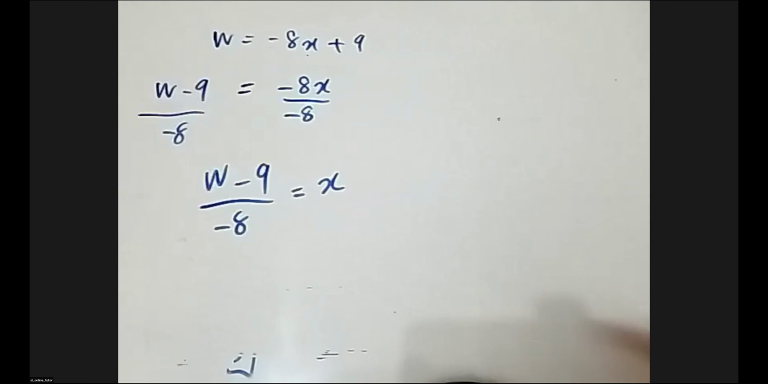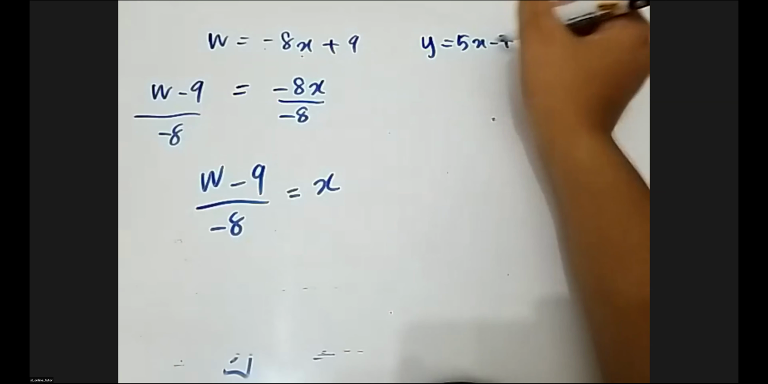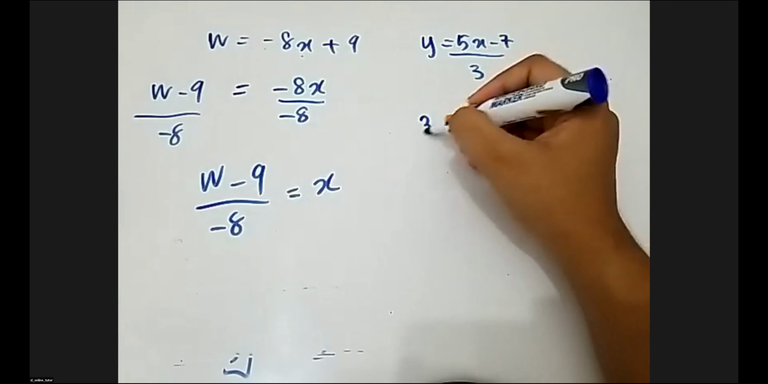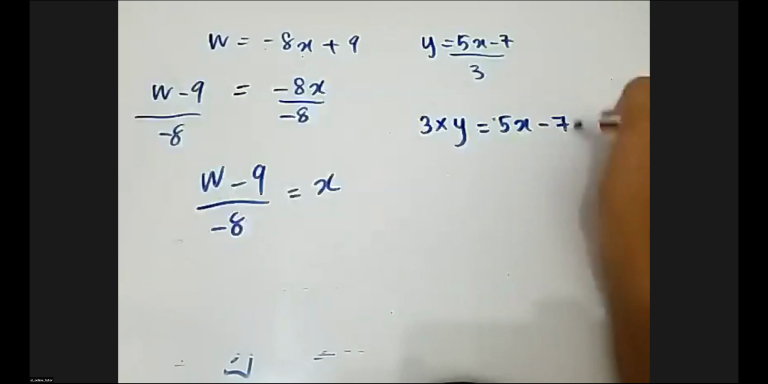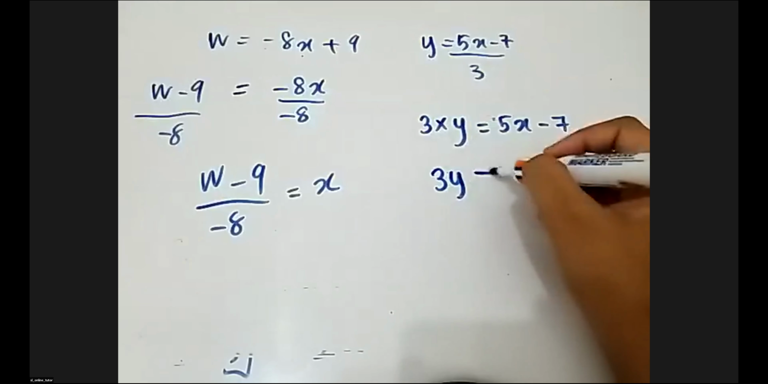Now we'll go to the next one. Y equals 5x minus 7 over 3. What can we remove first? The denominator, by multiplying. Now what can we remove? The negative 7, not this one. The negative term should be removed first. So you get the negative term to this side, positive 7.